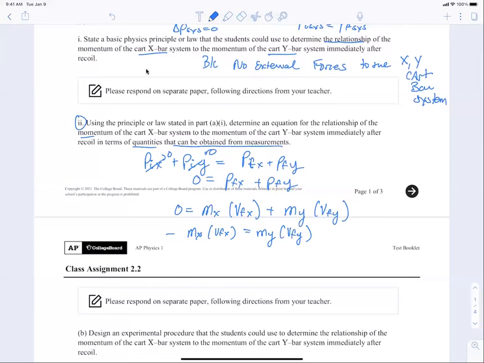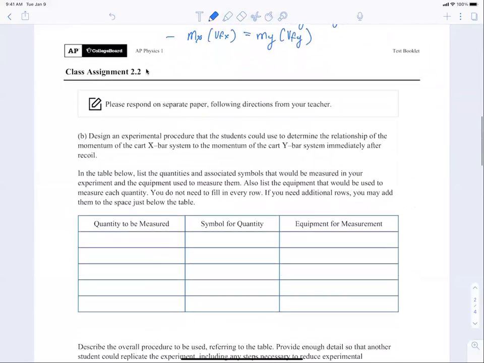You started with an equation. I want to determine an equation. This is an old problem. Now they would probably say derive, okay, because we're starting from first principles. Okay, now here we go.